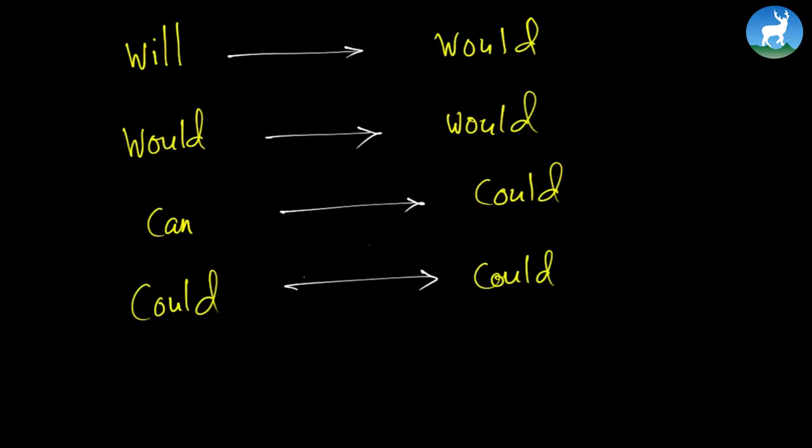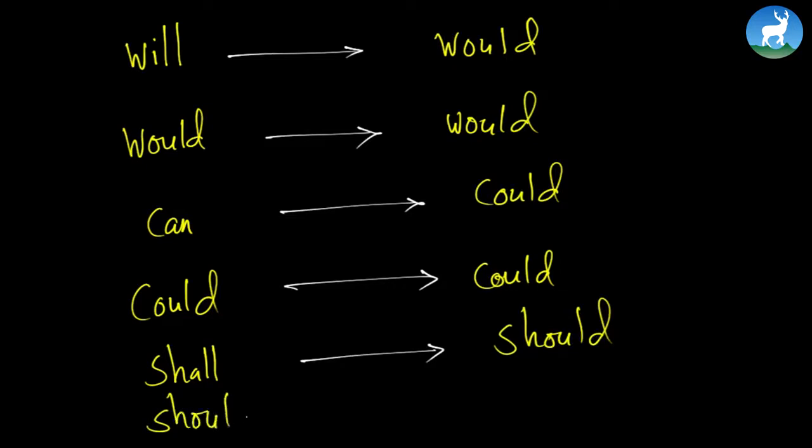Let's start once again. Shall is changed into should. And what about should? Should is not changed. Should is left as it is. Might is not changed. Must is not changed. So this is the general rule.